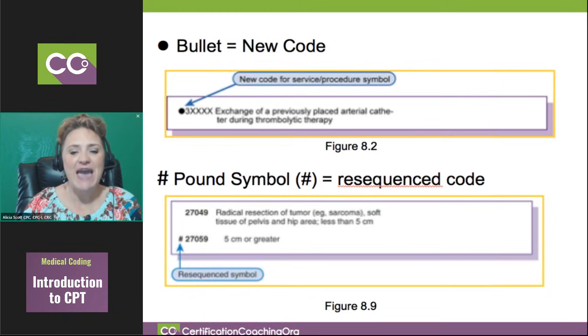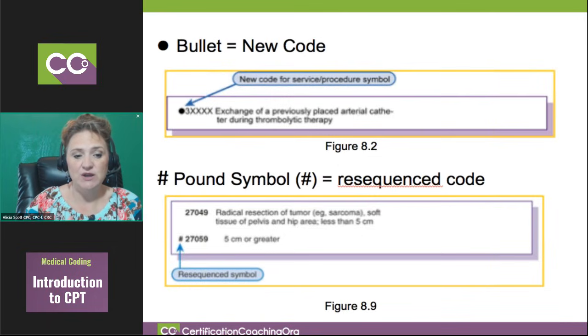If you see a pound sign in front of a code, that means it's been resequenced. All of the codes in your CPT manual, and you're dealing with these 5 numbers, are sequenced. However, they're in numerical order, but every once in a while you'll have codes that are moved for whatever reasons. And you'll see this a lot in the E&M codes.